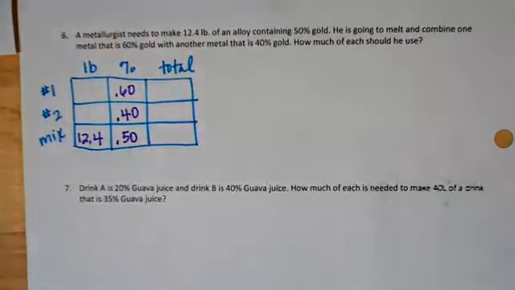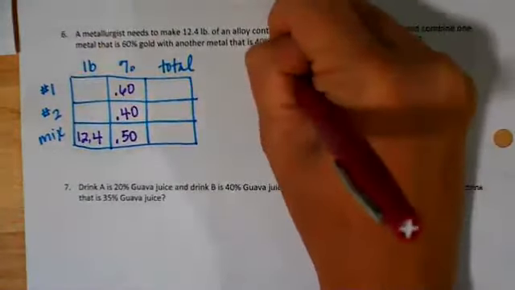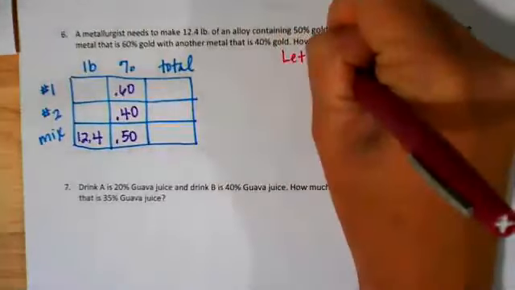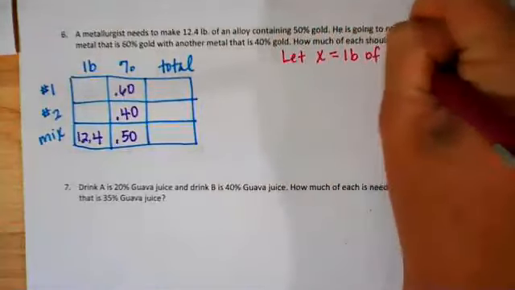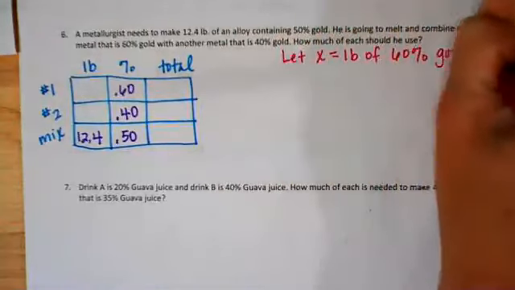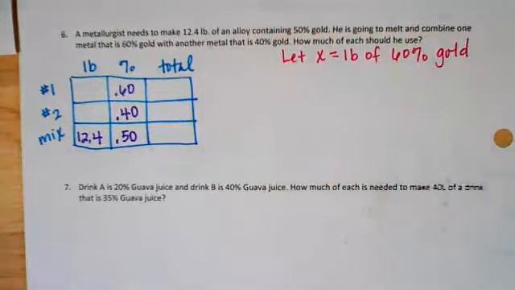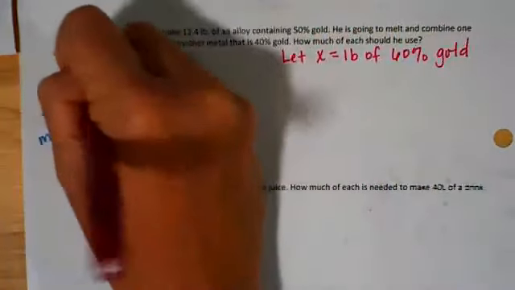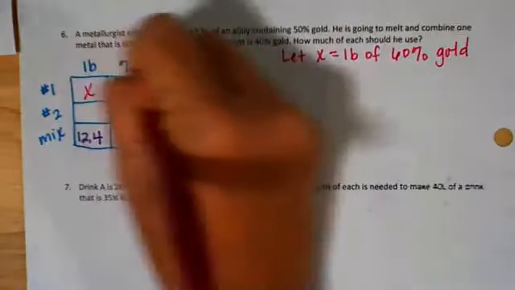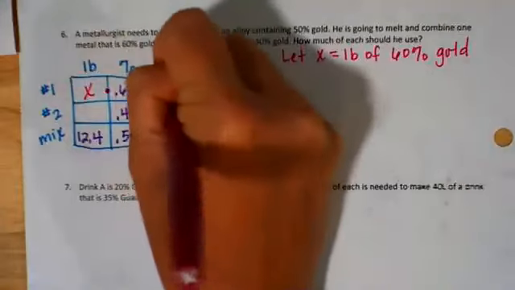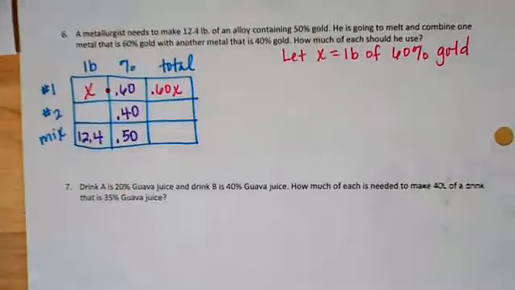Look, we're only going to use one variable here. Again, you could do this a different way, but we're just going to use one variable. So I'm going to let X equal the pounds of the 60% gold. You could make it be the 40% gold, it doesn't matter. So I'm going to put an X here. Working my way across then, I would have 0.60x.